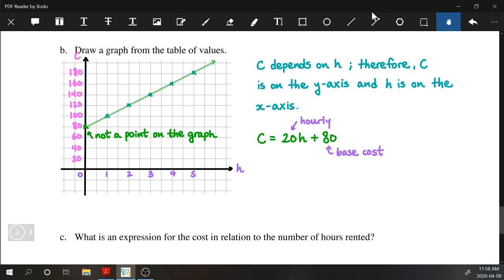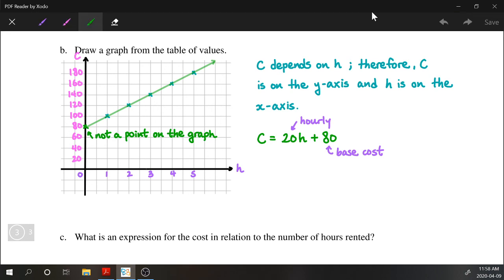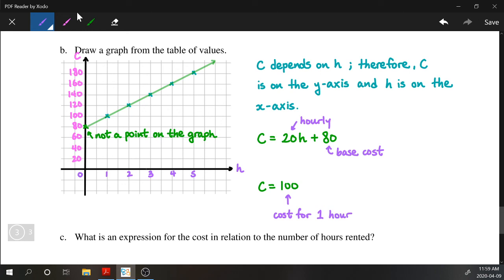Now, the number 80 is not actually in the question anywhere, so you might want to write the equation in a different way that addresses that. Another way to write this equation is to say that the cost is still equal to 100, which is, of course, the cost for 1 hour, plus $20, the hourly rate, multiplied by h minus 1. And that is the number of hours beyond the first, right? So if you substitute in 2 for h, 2 minus 1 is 1. If you rent the photo booth for 2 hours, you're renting it for 1 hour beyond the first. And that's when the $20 hourly rate kicks in.